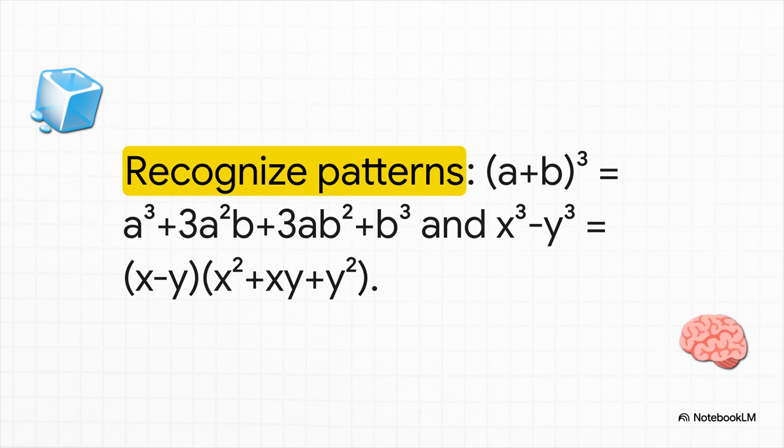At first glance, I know, these look super long and intimidating. It's like alphabet soup. But don't panic. Just like our squares, these follow a really beautiful, predictable pattern. For a plus b cubed, notice how the powers of a go down, 3, 2, 1, while the powers of b go up. And for x cubed minus y cubed, notice how we just pull out that common factor of x minus y right at the very beginning. Recognizing these patterns is the real key here.